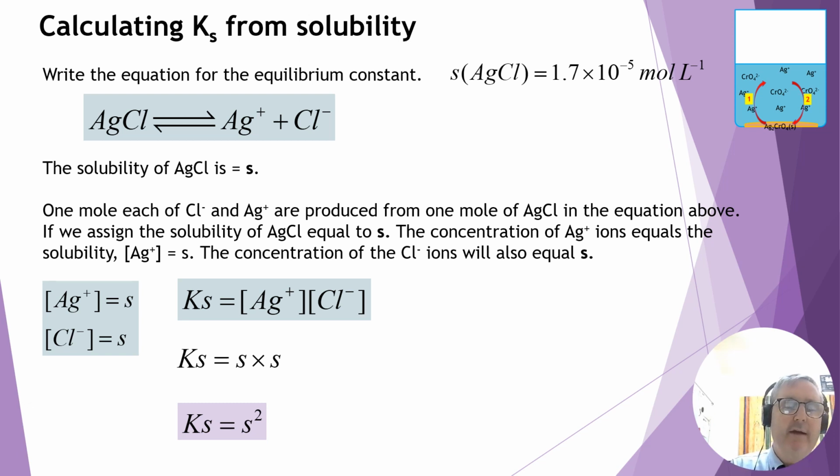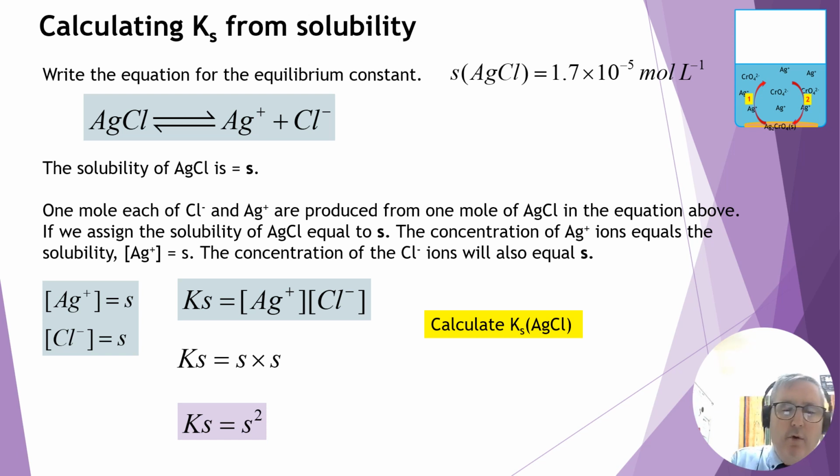This is an important equation. We use this anytime that a sparingly soluble solid or an ionic compound dissolves in water and produces a 1-to-1 ratio of ions. We're going to get this expression to work out. I can now, if I know the solubility, work out the Ks. And I do know the solubility. It's up here, 1.7 times 10 to the negative 5. So I can calculate the Ks for this. You can pause the video at the moment and have a go at calculating this now.